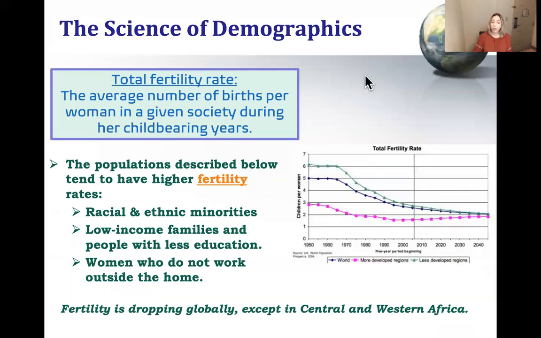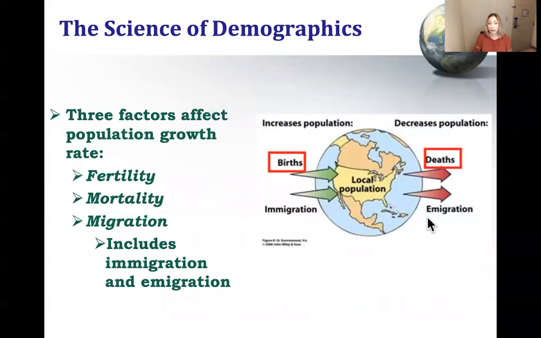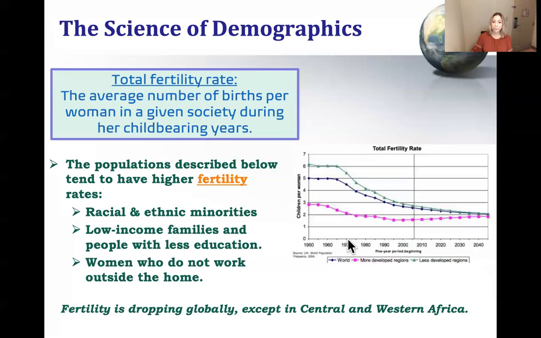Now, if you look at the graph here, the orange line is developed countries like the US. The blackish line is the entire world. And the greenish line is developing countries. So what I want you to see here is that the total fertility rate is decreasing worldwide. And that's a good thing. It does bring along some issues, but for the most part, that's a good thing.